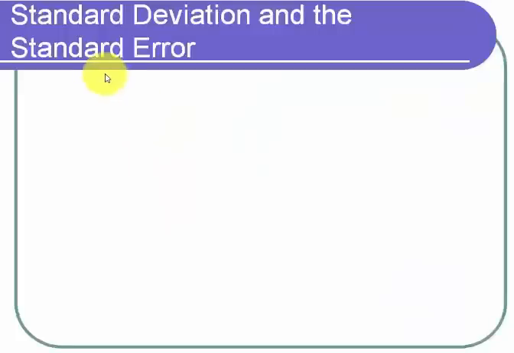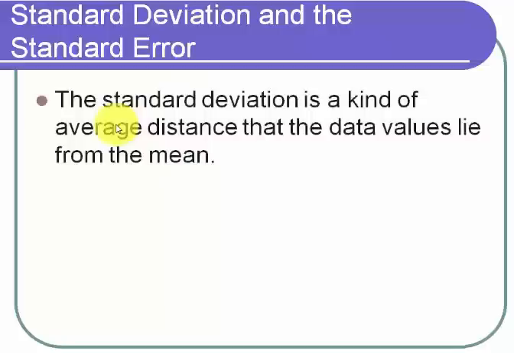Here's the PowerPoint. And next I'm going to remind you again about what the standard deviation is. And I'll also go over something called the standard error. So the standard deviation I've already talked about, but I can't talk about it too many times. The standard deviation, I would say, is in the top 3 of the most important ideas of the entire statistics course. And the standard deviation is a kind of average distance that the data values lie from the mean.